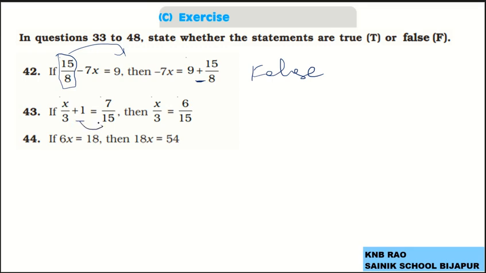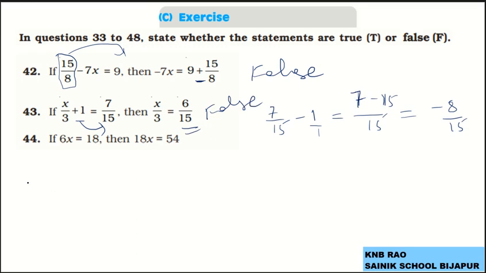this plus 1 is transposed, supposed to be 7 by 15 minus 1. So LCM is to be taken. So 7 minus 15 by 15, which is minus 8 by 15, is the right side, but he says otherwise, so this is also false. 6x equals 18, then 18x equals 54. So multiplying 3 on both sides, 6x 3s are 18x, 18 3s are 54. So it is true.